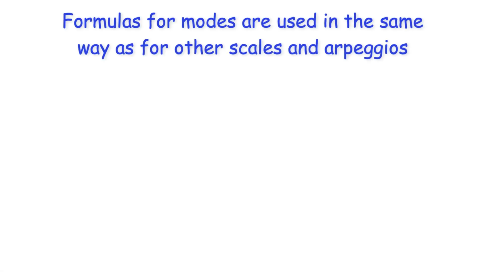Formulas for modes are used in the same way as for other scales and arpeggios. The Mixolydian mode's formula, for example, shows the Mixolydian mode structure is the same as a major scale, but with a lowered 7th degree. The Dorian mode's formula shows the Dorian mode is the same as the major scale, except the 3rd and 7th degrees are lowered, and so on.